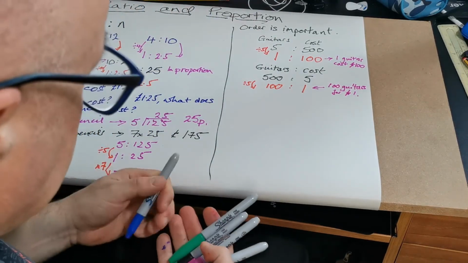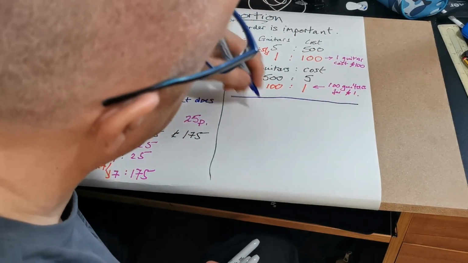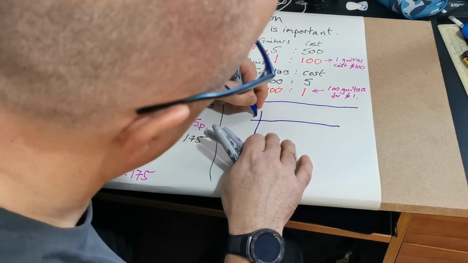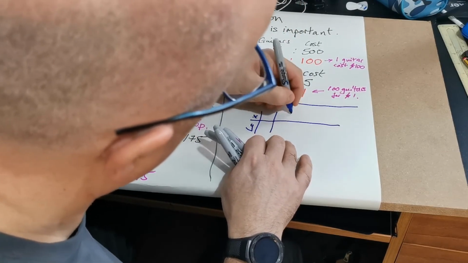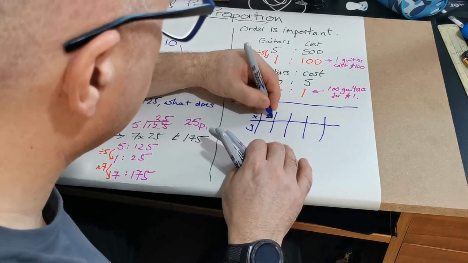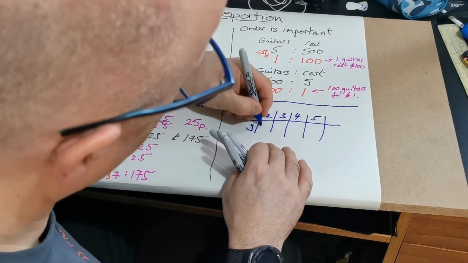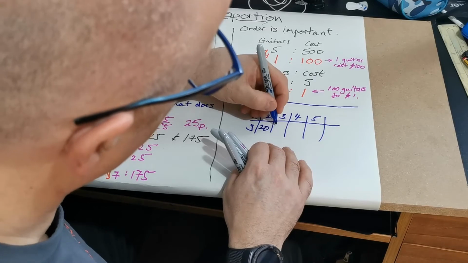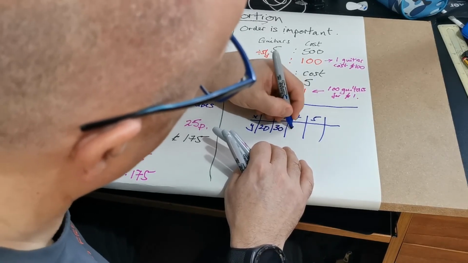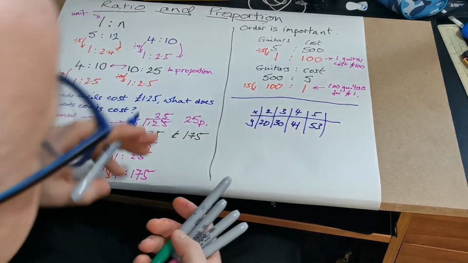And that's really key. Right, finally, what I wanted to look at is that sometimes we get presented things in a table and asked, are X and Y in proportion? And I might have 2, 3, 4, 5. And this one might be 20, this one might be 30, this one could be 41, and this one could be 53, for example.